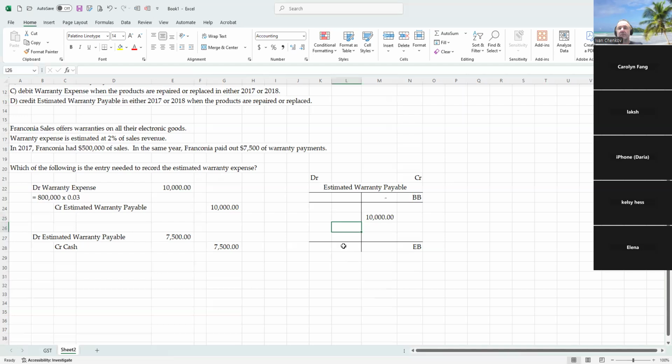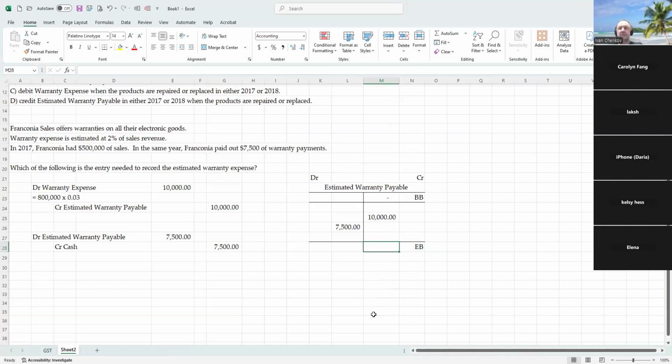Now, during the period, we pay $7,500, which is going out of the warranty payable account. So what is our balance at the end of the period? Beginning balance plus the credits minus the debits is going to give us the ending balance. Make sense?